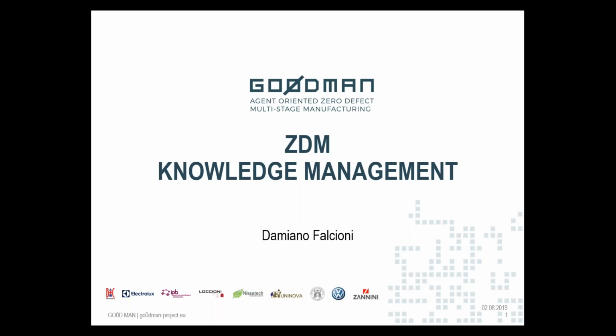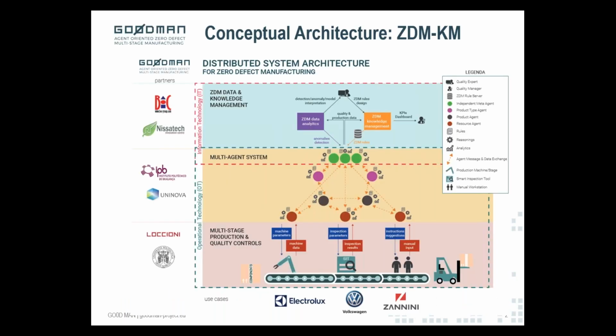Today I will talk about the knowledge management part of the Goodman project for the zero-defect manufacturing. The knowledge management, as you can see, is on the top level, so it is the most abstract layer that you can find in the architecture. And this is where all the information is collected and modeled and stored, but also where the loop is closed and the feedback information is provided to the final users in order to check the quality and review the analysis information.